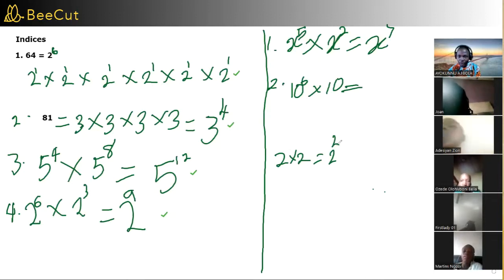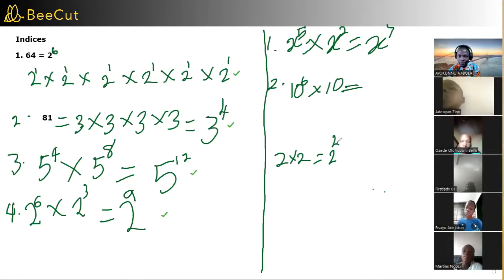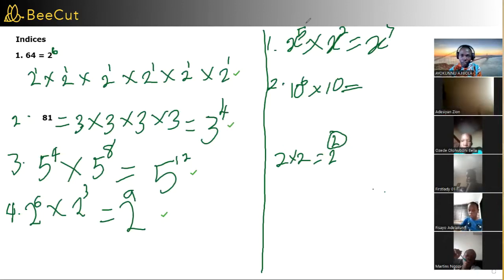Now, where did I get the 2 from? These 2 are the power. You know, there is 1 on top of this and there is 1 on top of this. But if they did not write the 1, it means if there's no power on any number, the power is 1. Say that, everybody.